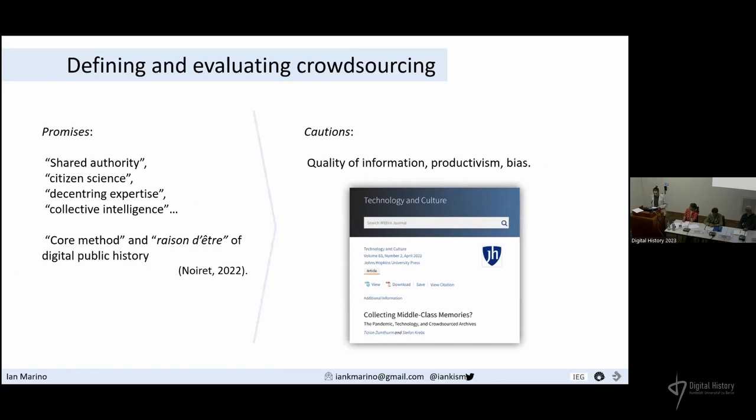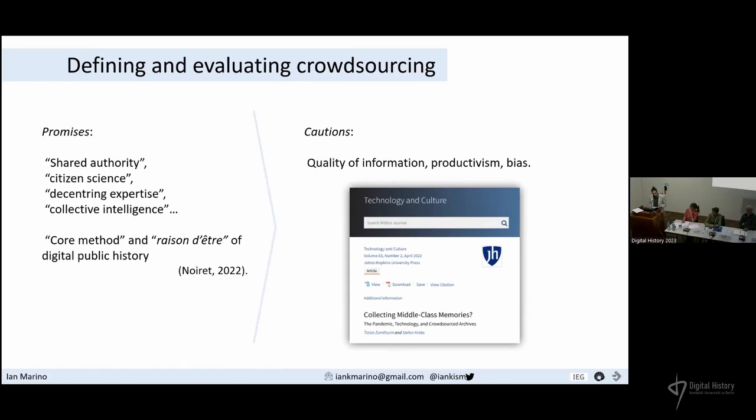So the popularization of crowdsourcing has been accompanied by expectations that it would be a key factor in introducing more democratic methods to the discipline of history. So crowdsourcing is frequently related to notions such as shared authority, citizen science, as we're gonna hear in a few minutes, collective intelligence, decentering expertise. And we can also hear historians such as Serge Noiret talking about crowdsourcing as the core method and the reason to be of digital public history.